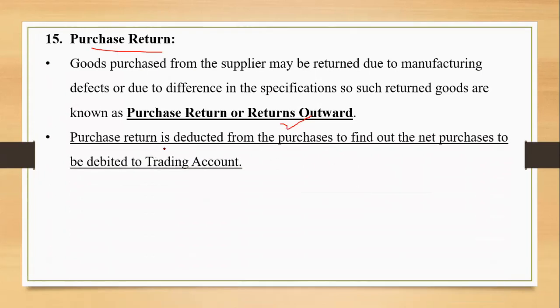Purchase return, how do we show this? It is deducted from purchases. And where do we write purchases? Debit of trading. Okay? So we go to the trading account, on the debit side, the left hand side, and we write purchases there. In the particulars column, we write the amount and then show by way of deduction the purchase return. And the net amount will be shown in the outer column in the trading account.